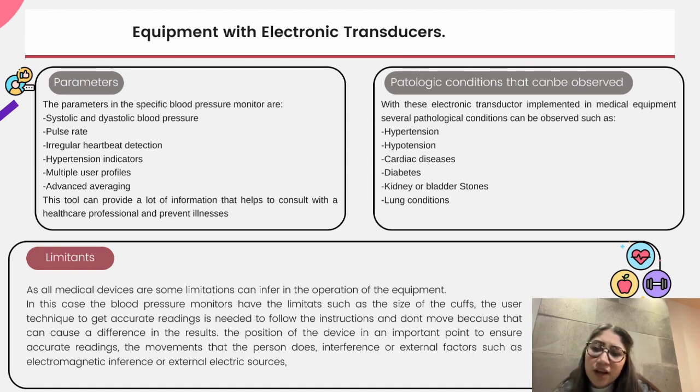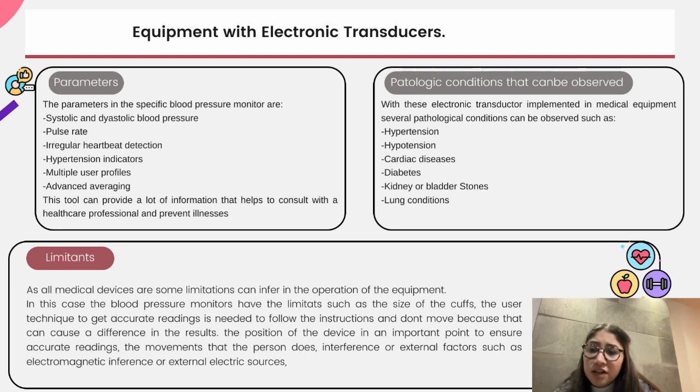The electronic transducer allows the equipment to detect several pathological conditions related to blood pressure and heart health, lungs, and other parts of the human body. Here are some examples of pathological conditions that can be observed, such as hypertension, cardiac diseases, diabetes, kidney or bladder stones, lung conditions, among others.